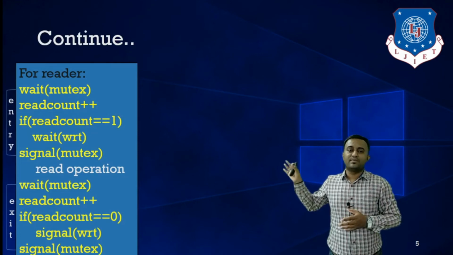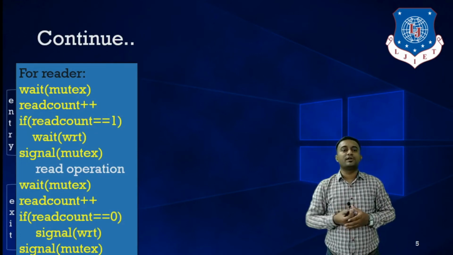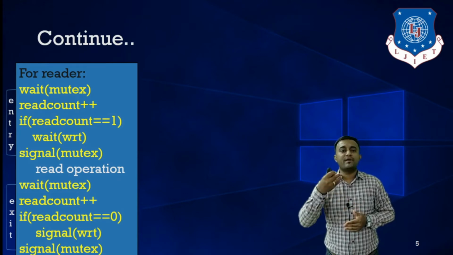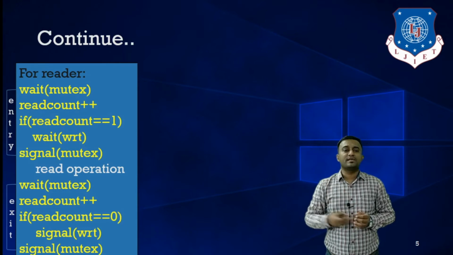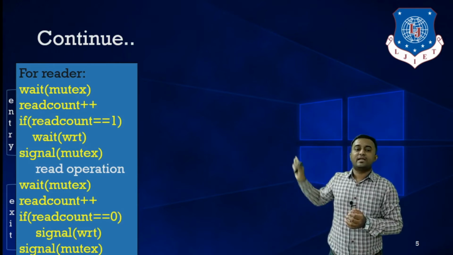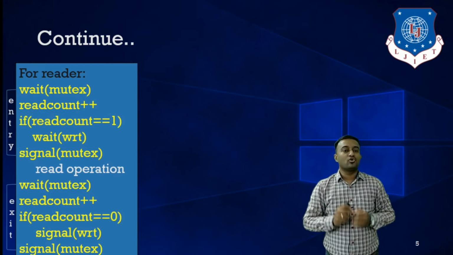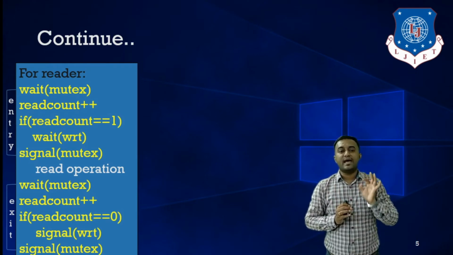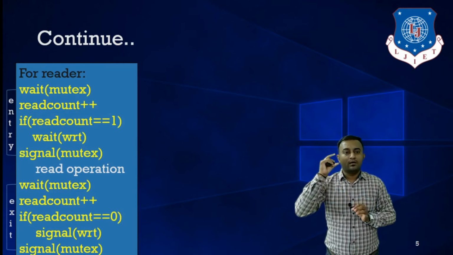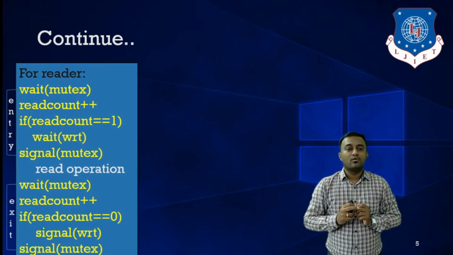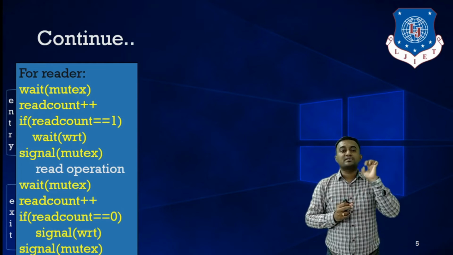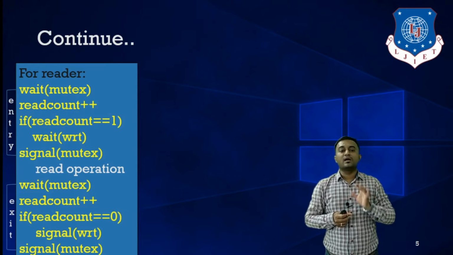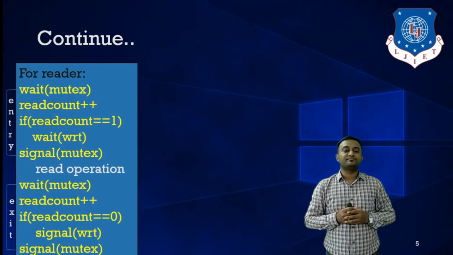You can see in this particular block, I have written the reader code, in which the code is divided into two portions: one is the entry section and the second one is the exit section. The entry section is highlighted in yellow on the upper side, and the exit section is highlighted in the same color on the bottom side.